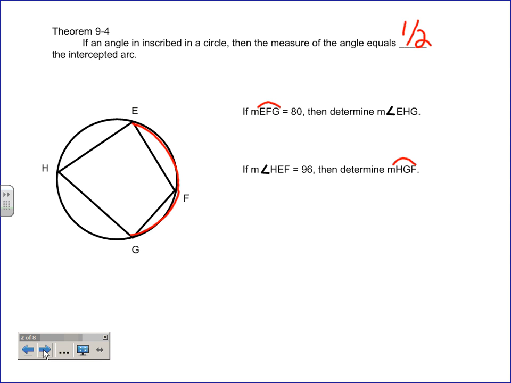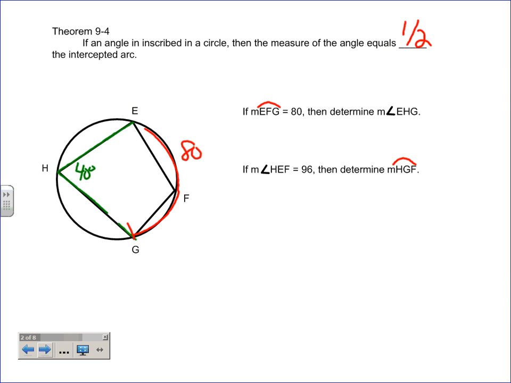Then determine EHG. Well, the first thing we should probably do is figure out if the two are even related. So there's the red, it's 80, that's the arc. So if I drew in this central angle, obviously this is a little off, but that would be 80, right? That's what the central angle would be. But what's the inscribed angle going to be? And do these work together? Is that the inscribed angle that makes that arc? It actually is. And so it has to be how much over here? It has to be 40.